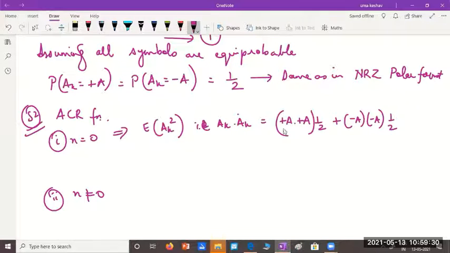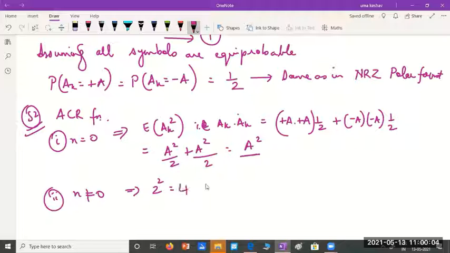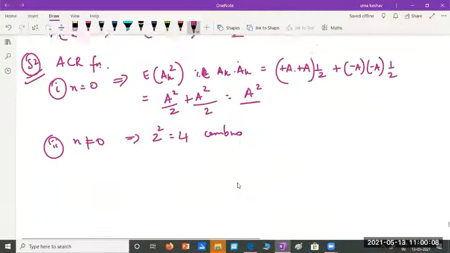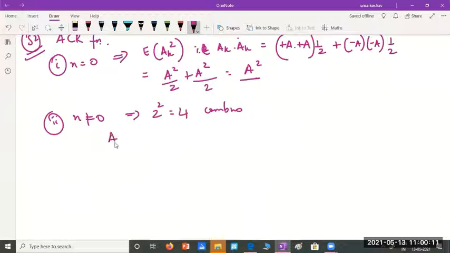So when I substitute the two different values of AK, it can either be plus A into plus A with probability half, or AK can take the value minus A into minus A with probability half. So this will be A square by 2 plus minus into minus is plus, which will be half plus half is 1, right? A square it would be. And similarly for n not equal to 0, it will be 2 square, 4 combinations. You just list those 4 combinations and try to find the value of AK and AK minus 1. 0, 0, 0, 1, 1, 0, 1, 1.